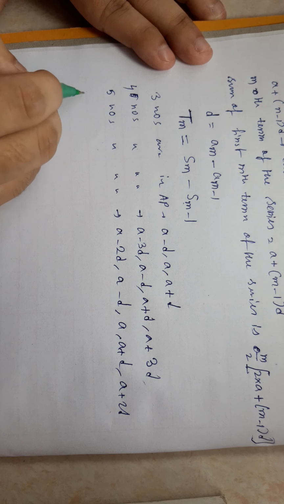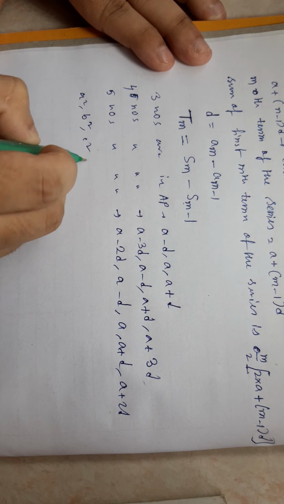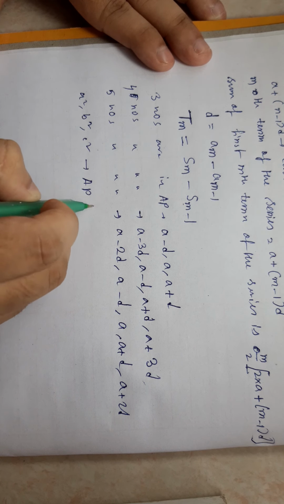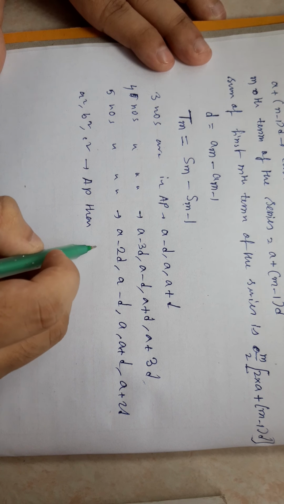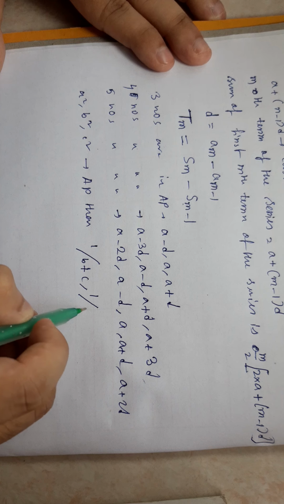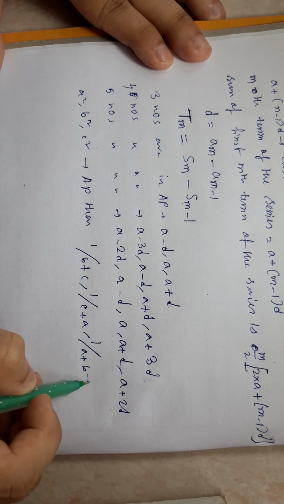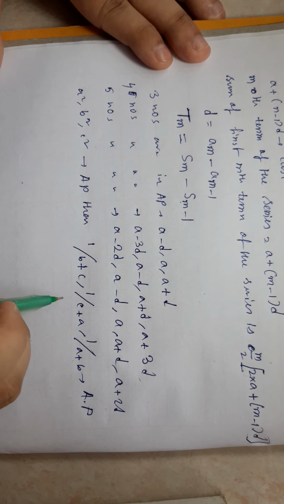If a square, b square and c square are in AP, then 1 by (b plus c), 1 by (c plus a) and 1 by (a plus b) are also in AP.